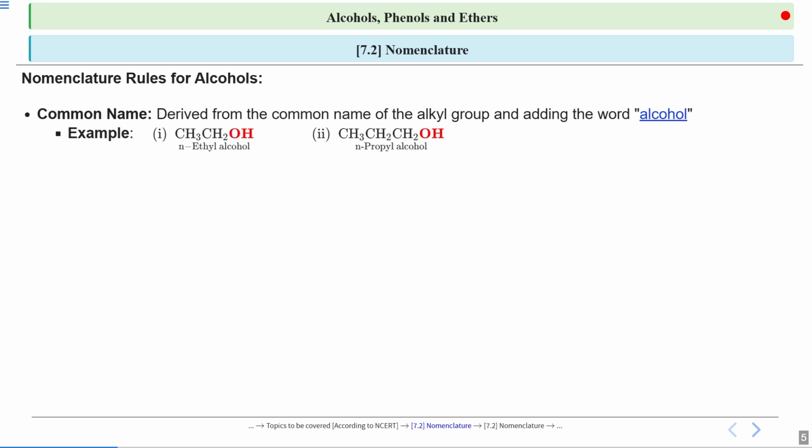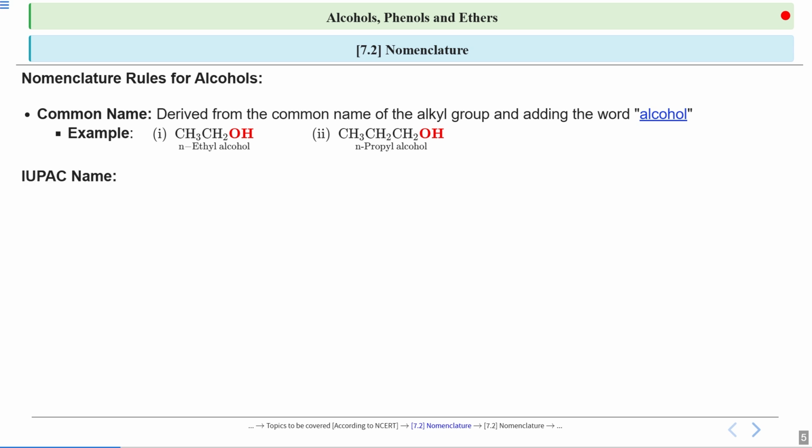For example, you can see n-ethyl alcohol and n-propyl alcohol. So what we have done, we have just written the common name of the alkyl group, n-ethyl, and added the word alcohol to it. Similarly, n-propyl and alcohol, n-propyl alcohol. OH is the representation for the presence of the alcohol functional group in these compounds.